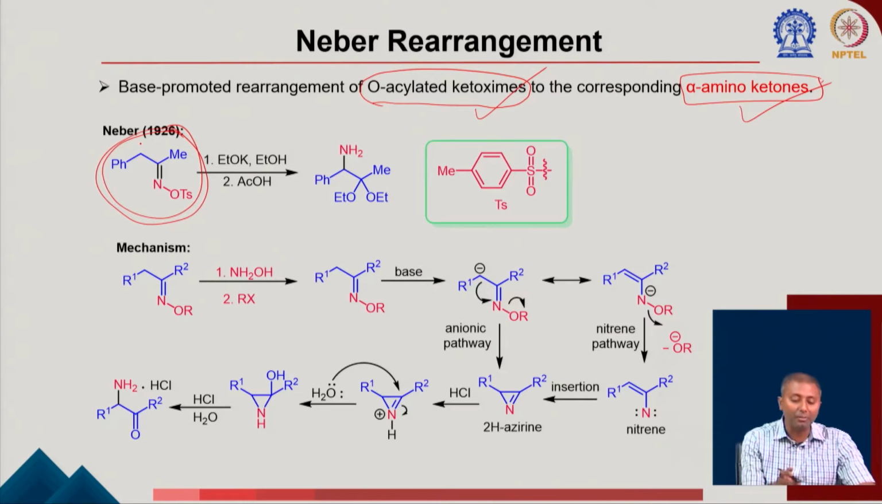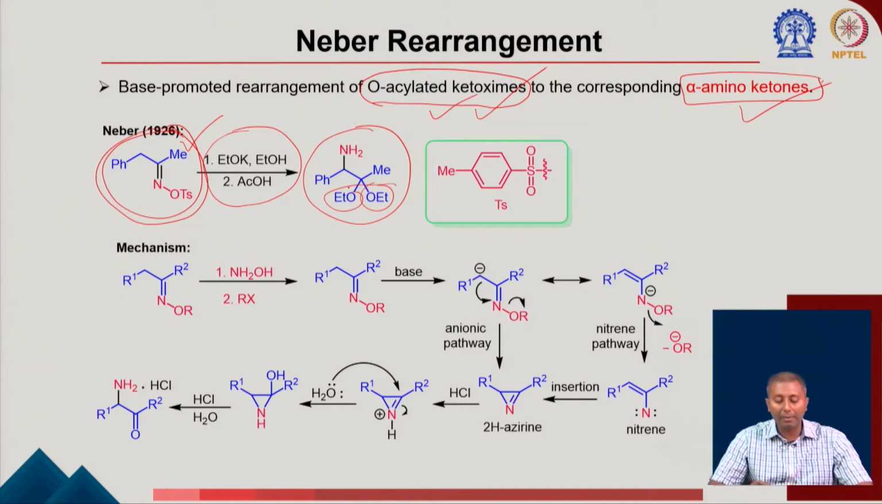So here I am talking about something else. If you start with this type of O-acylated ketoxime starting material and treat with potassium ethoxide in ethanol and acetic acid, it is going to convert to an alpha amino ketone, which is going to convert to the corresponding ketal. It will be a ketal formation in the presence of acetic acid and ethanol. So it is going to form this ketal. So what is happening in the mechanism?